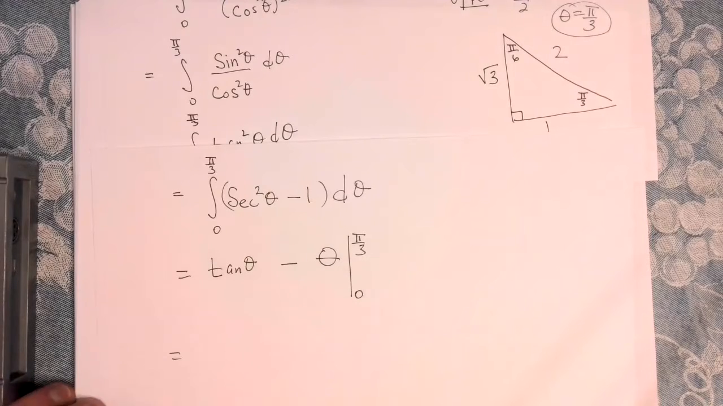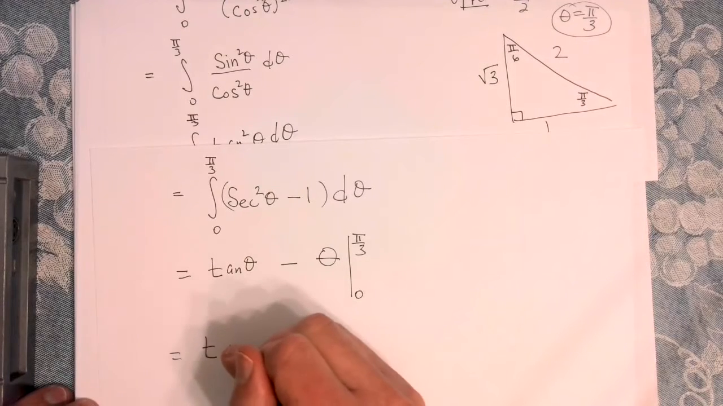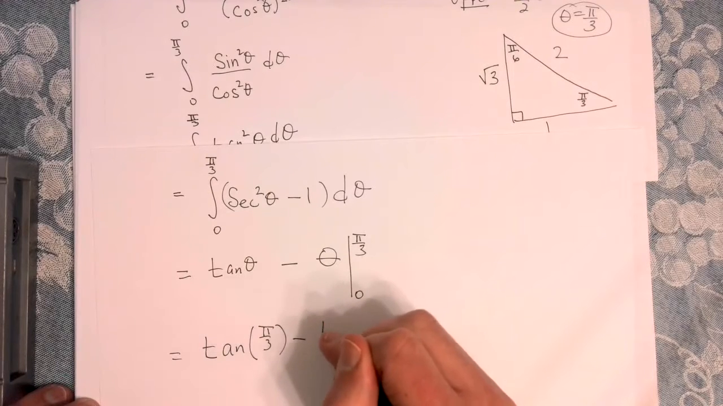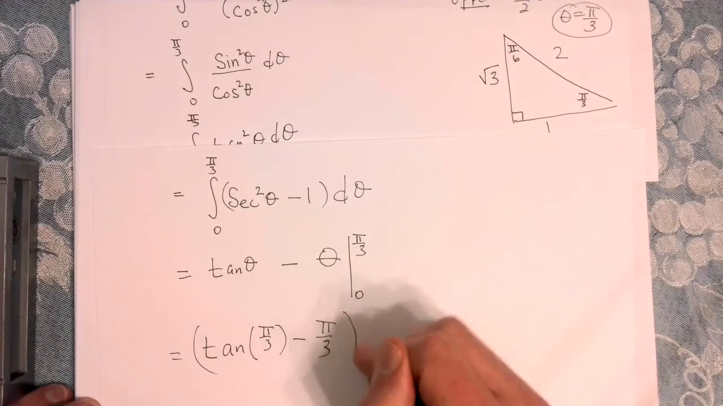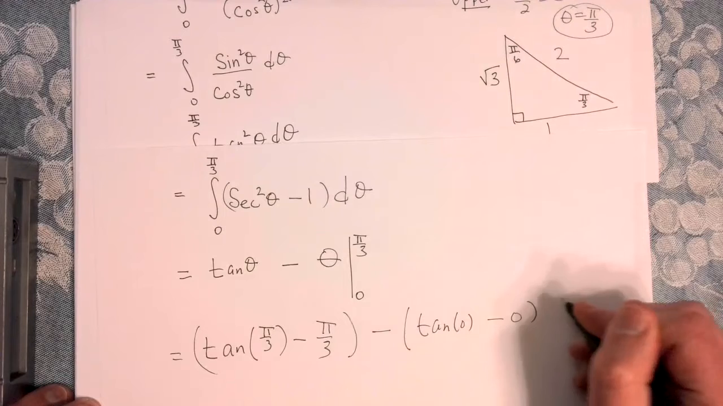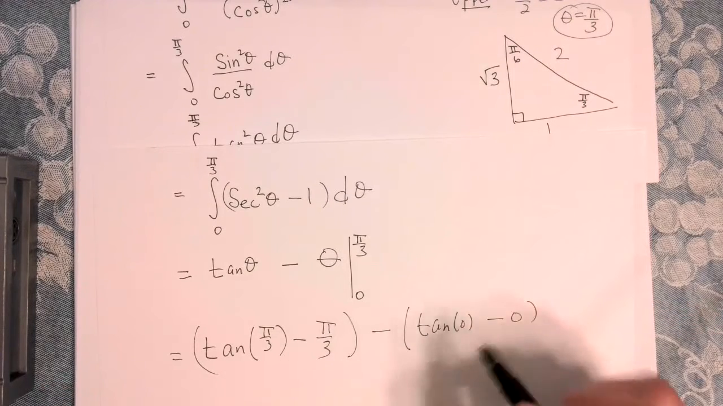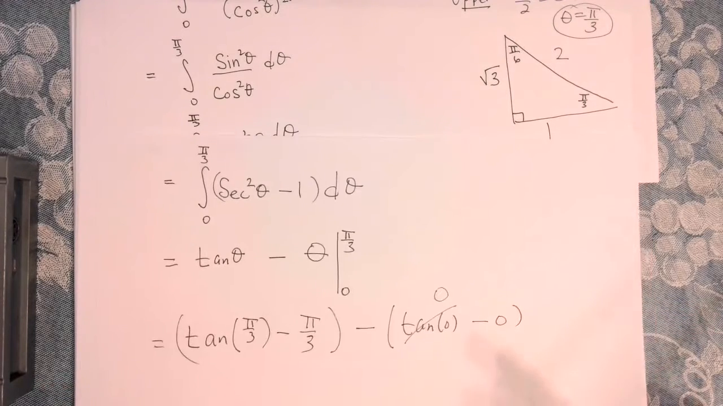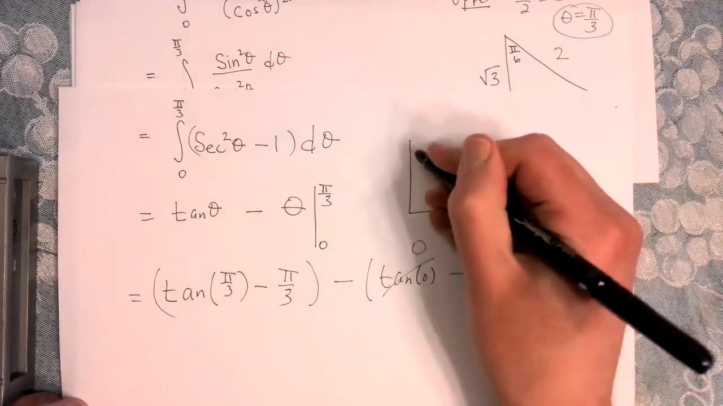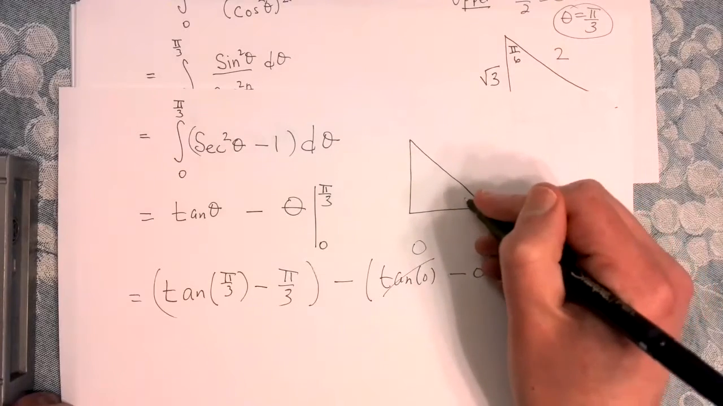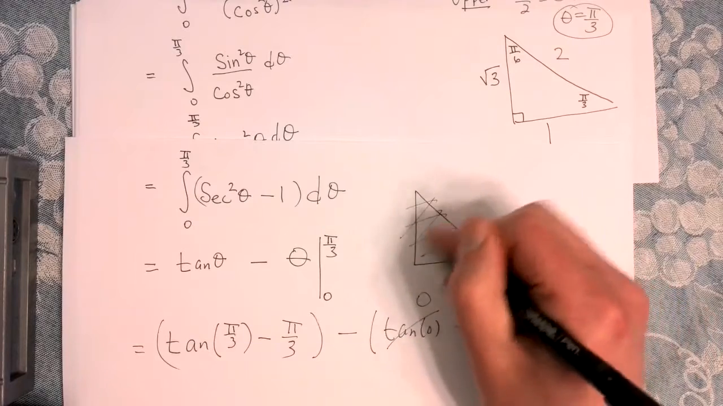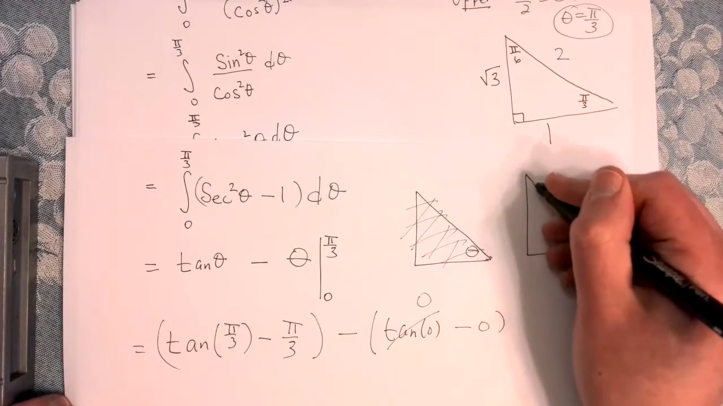Okay, so let's follow out the fundamental theorem of calculus. Here we've got the tangent of pi over 3 minus pi over 3, minus the tangent of 0 minus 0. That's not bad because we know that tangent of 0 is 0, so that term will vanish. And for tangent of pi over 3, we can go back to our old trusty friend, the triangle. I don't want theta there, do I? No, I don't want theta at all. I want my old friend back.